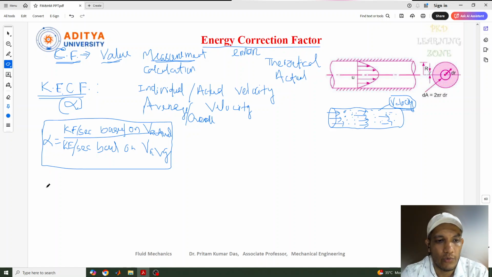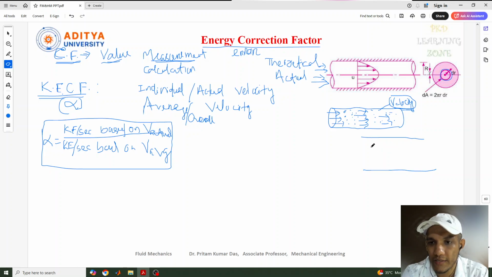For a circular pipe, here I have taken a circular pipe where the fluid is flowing, and let's start this derivation. Here the kinetic energy is flowing through an elemental strip. The elemental strip is not visible here, only this velocity profile is given. The elemental strip is nothing but a circle. If you want, I can draw another pipe like this.